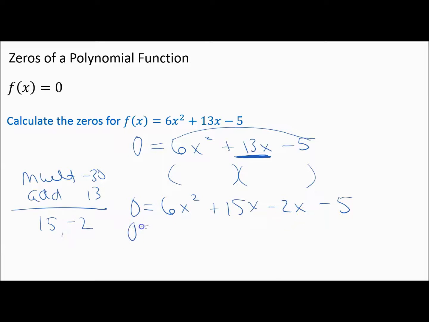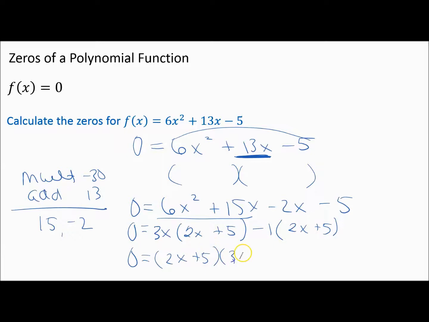Now I'm going to do factor by grouping. So what factors out of these first two terms is a 3x, and that leaves 2x plus 5. Here, I have to be left with 2x plus 5, so I'm going to pull out a minus 1 times 2x plus 5. And then our next step is to pull out the common 2x plus 5 times 3x minus 1. Now, once your polynomial is factored, you know what to do next. You set each factor, and I'm going to the top of the page, separately equal to 0.